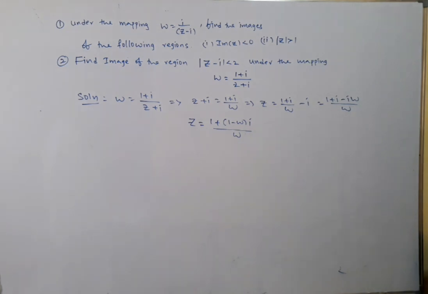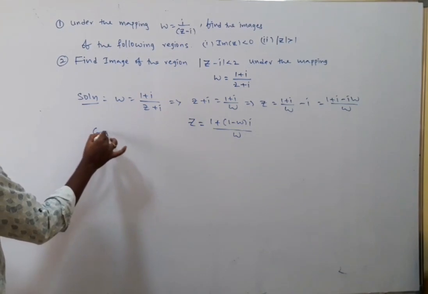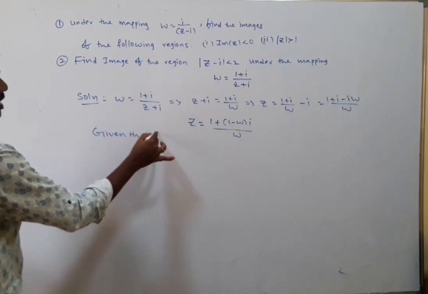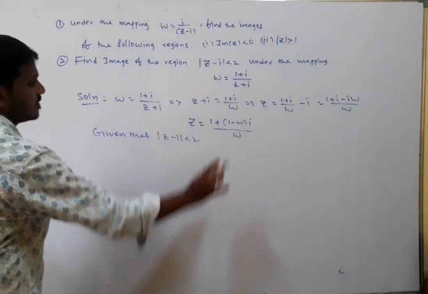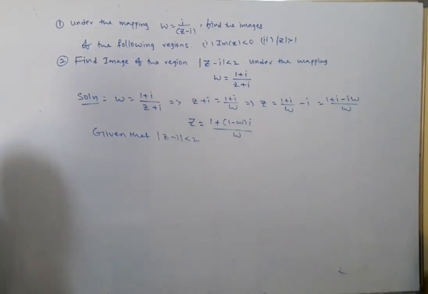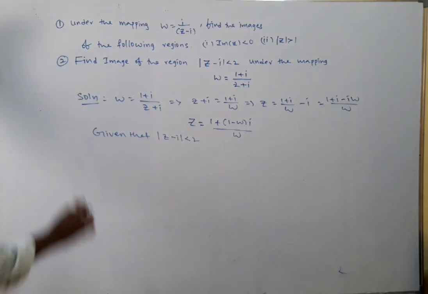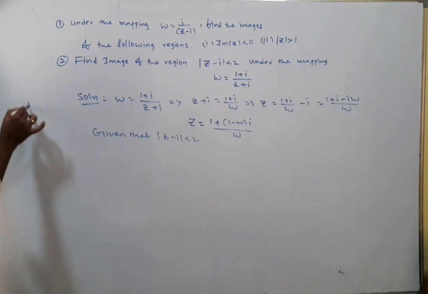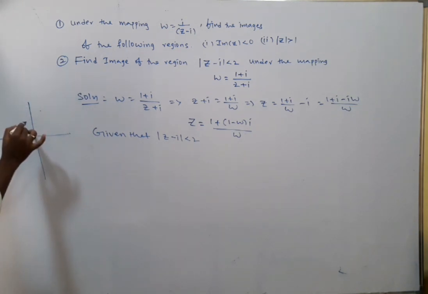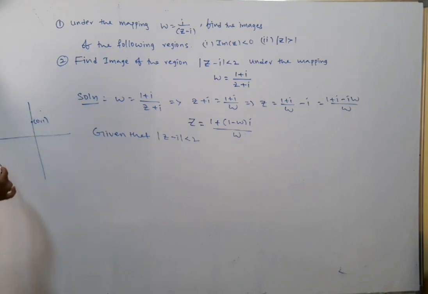Now, what is given? What is the image? What are we going to find? The image of the region |z minus i| less than 2. Yes, given that |z minus i| less than 2. What is the meaning of |z minus i| less than 2? This is a circle, center at (0, 1), with radius 2. So the input image is this: it is (0, 1), the radius is 2, right?